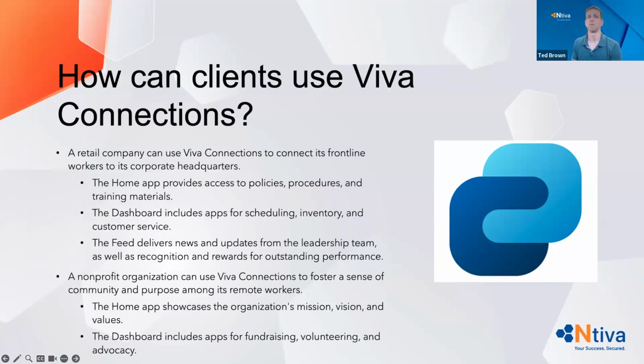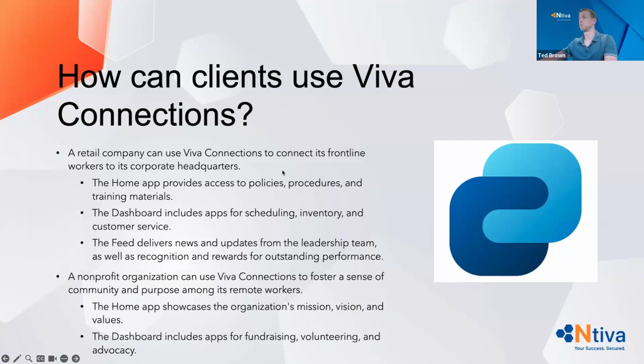Now, how can this help customers and clients? Really, I think Viva Connect is designed to be flexible and adaptable to many different types of clients and their needs and scenarios. For example, a retail company can use it to connect its frontline workers to its corporate headquarters. A nonprofit organization can use it to foster a sense of community and purpose amongst its remote workers. And potentially a healthcare provider can use it to improve the well-being and productivity of its staff.